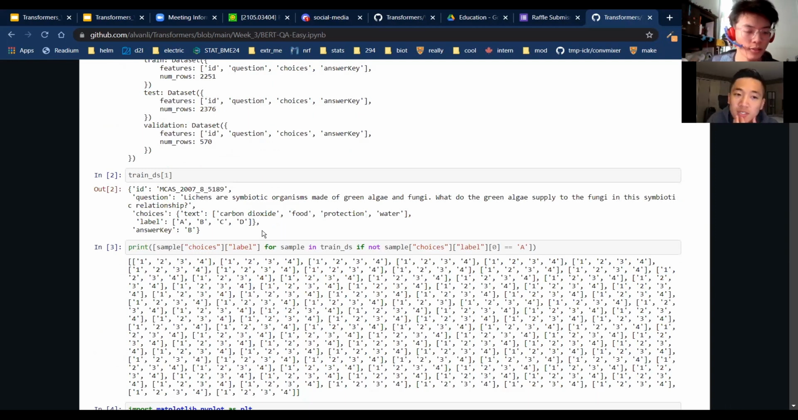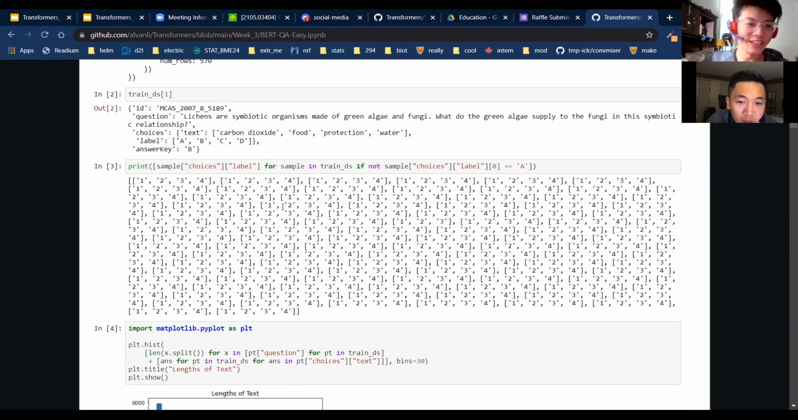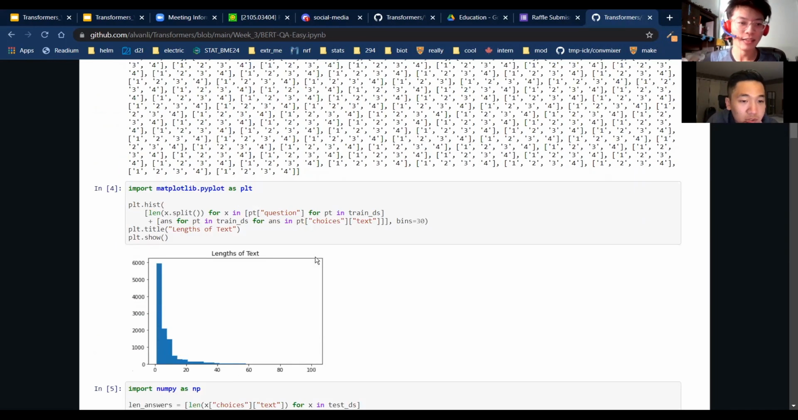So what exactly is in the question? There are labels and their choices, I see. So there's the question and then the choices, and then there's also a label field that's kind of annoying because some labels are A, B, C, D and some are 1, 2, 3, 4. It's just annoying to deal with when we're cleaning up data.